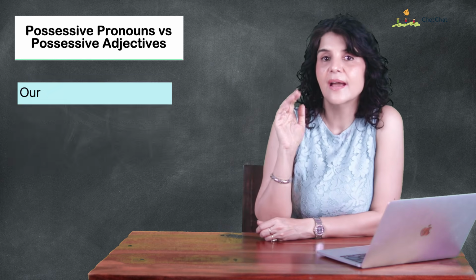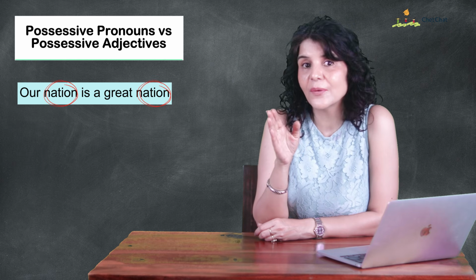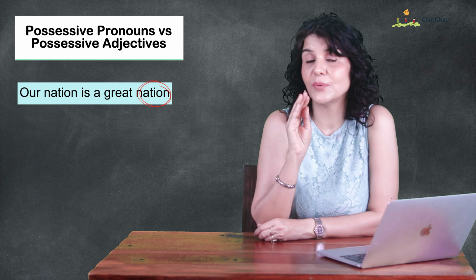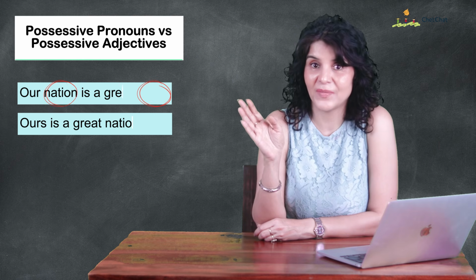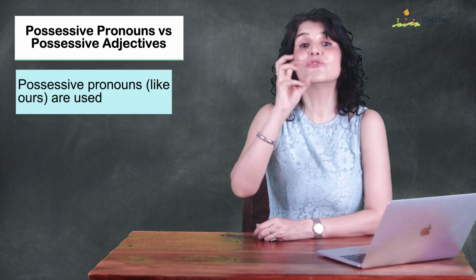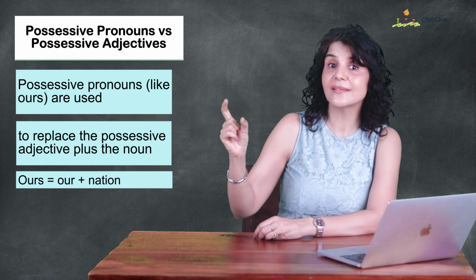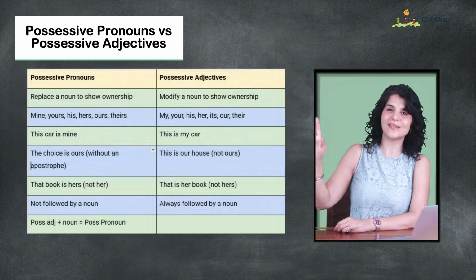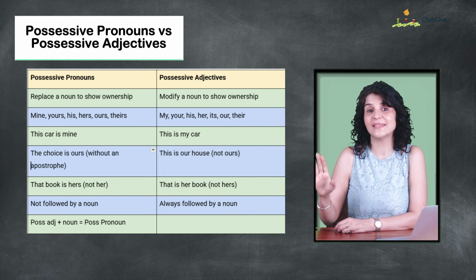Look at this sentence. Our nation is a great nation. Now, nation is a noun that is getting repeated, so we need to replace it with a pronoun. So we will write, ours is a great nation. Possessive pronouns like ours are used to replace the possessive adjective plus the noun. So ours is equal to our plus nation. Okay, I've put all this information into a table and you can pause the video right now and take a screenshot.